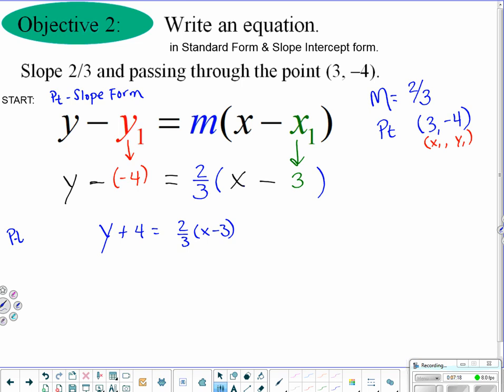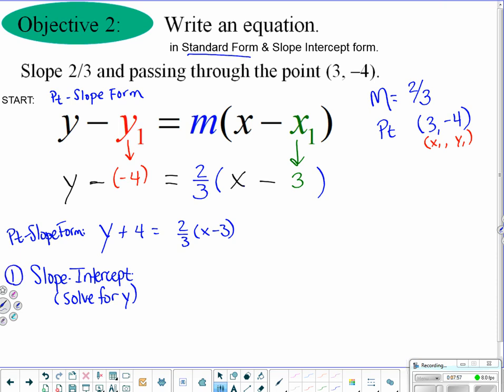This is a great point slope form. And I could graph off that, no problem. Plot the point, move by the slope. But they ask us to write it in standard form and also in slope-intercept form. So let's move to, I'm tempted, let's go slope-intercept next, just because for slope-intercept, all we need to do is solve for y. So solve for y. Get a y equals equation. So let's go after this slope-intercept form first. So that'll be our step 1.